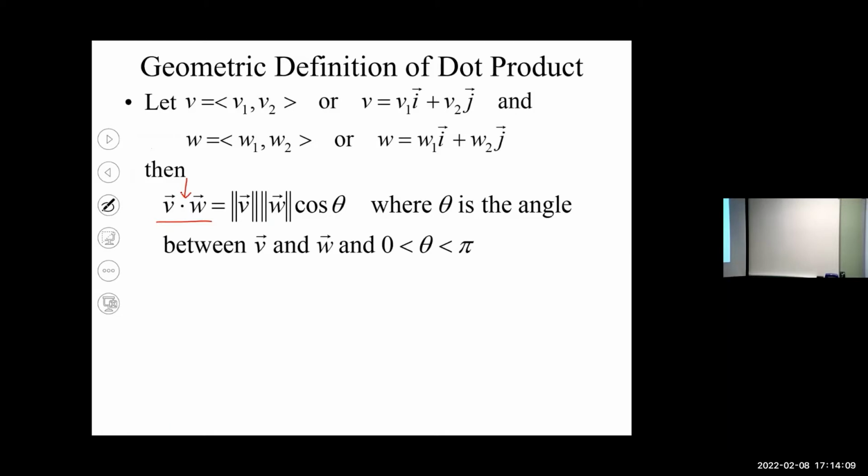Here's what's happening. Let's say we've got two vectors.